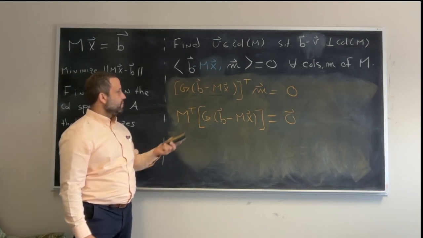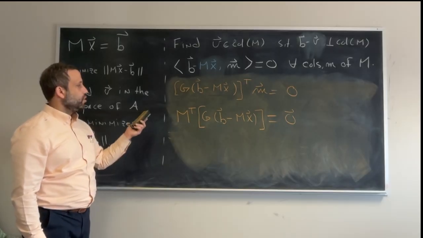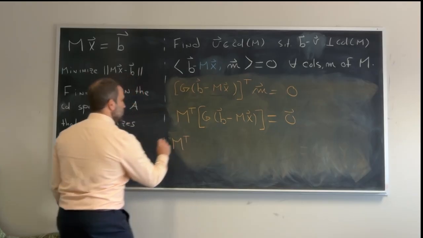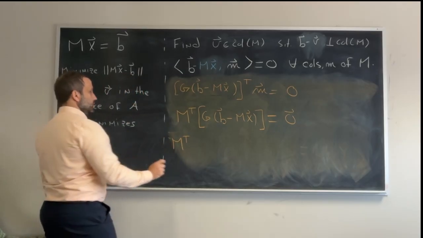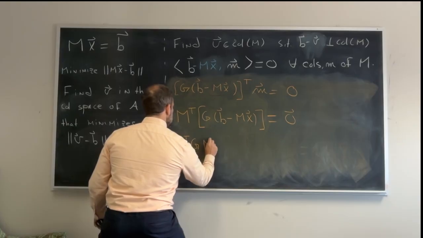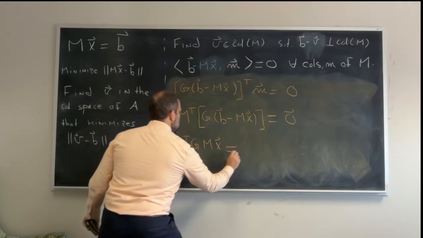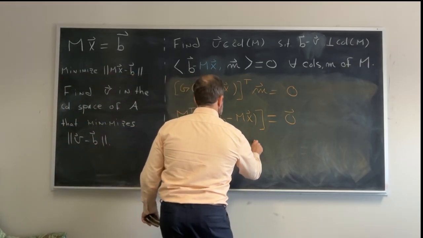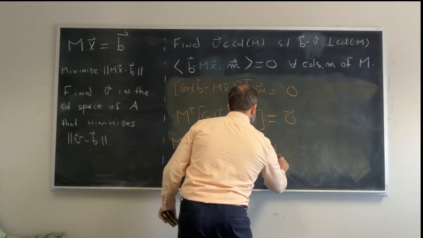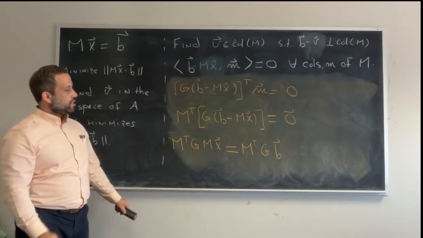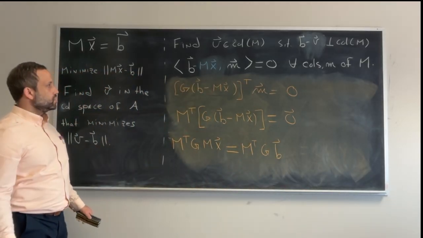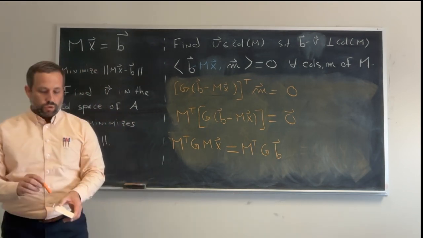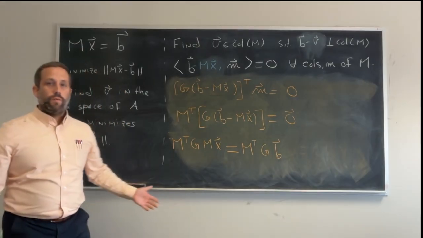So now we get the following equations that are similar to what we had before. It's going to be M transpose times G MX is going to equal M transpose G B. Notice that if G is equal to the identity matrix, this just reduces to the standard inner product case, and this equation right here just reduces to what we saw before.